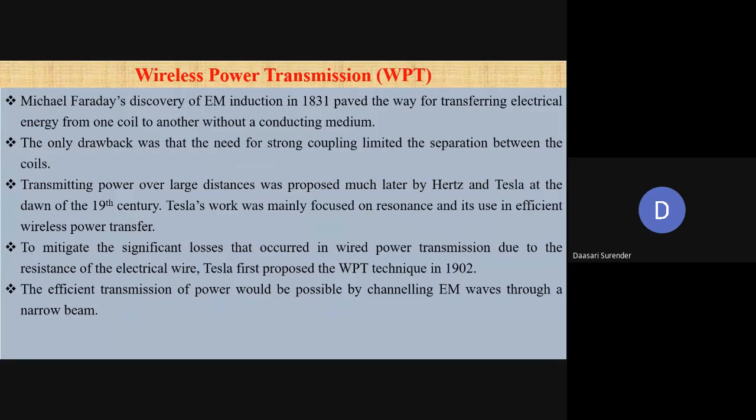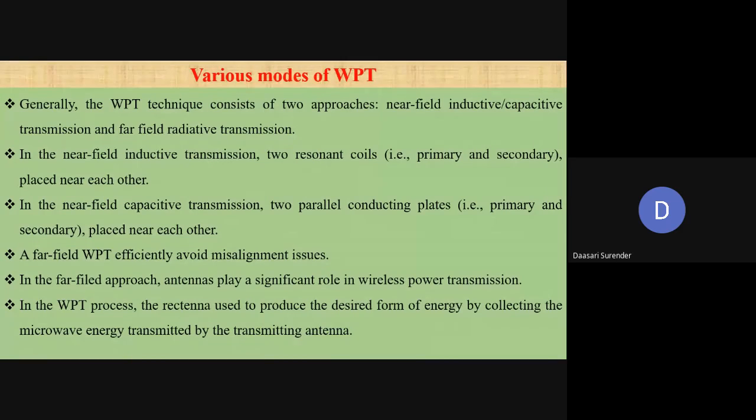The concept of wireless power transmission began in the 19th century from the discovery of electromagnetic induction by Michael Faraday, and then was followed by Tesla's ideas and demonstrations using radio waves. It was extended to larger distances by the works of Tesla using radio waves. So initially, wireless power transmission was done using the near field approach. The various approaches of wireless power transmission are the near field approach and the far field transmission approach.